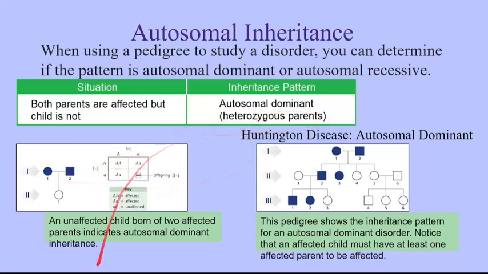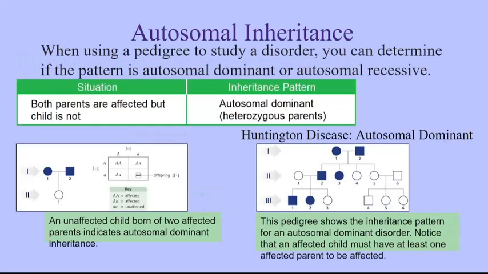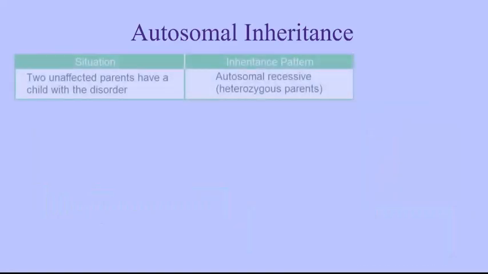However, we have a pedigree here: affected parents, non-affected children. Huntington disease, I gave that autosomal dominant, so you can see. So the pedigree shows the inheritance pattern for an autosomal dominant disorder. Notice that an affected child must have at least one affected parent. So essentially, when you're looking at autosomal dominance, when you have a child that is affected, then definitely at least one of your parents is affected. If you are looking at an autosomal dominant and none of your parents are affected, you gotta ask your teacher, hey, what is wrong with this?